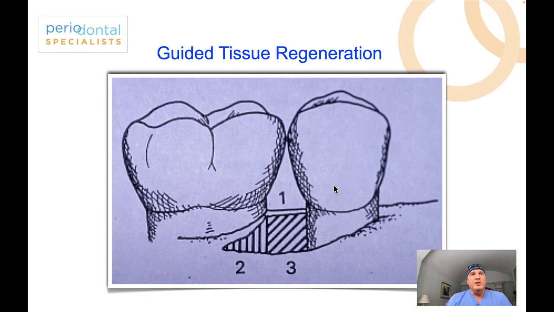As this diagram clearly shows, the key principle is that the more walls a defect has, the better the prognosis and the more predictable the outcome. The less walls, the more difficult the technique and the more technique sensitive the procedure then becomes, which I will demonstrate in a case shortly, in a final case.